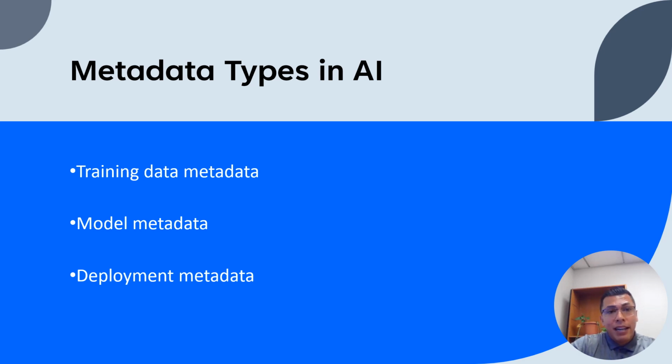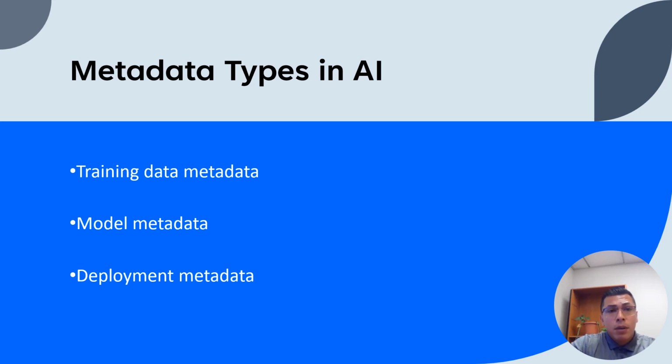Training data metadata. This type of metadata provides information about the data used to train AI models. It includes details such as the data source, data quality, pre-processing steps, and data labeling process. Training data metadata is essential for understanding the characteristics of the data, ensuring its quality, and identifying any potential biases or inconsistencies that may impact the AI model's performance.